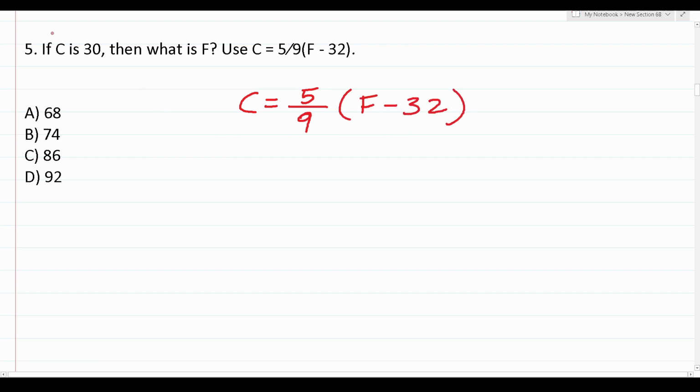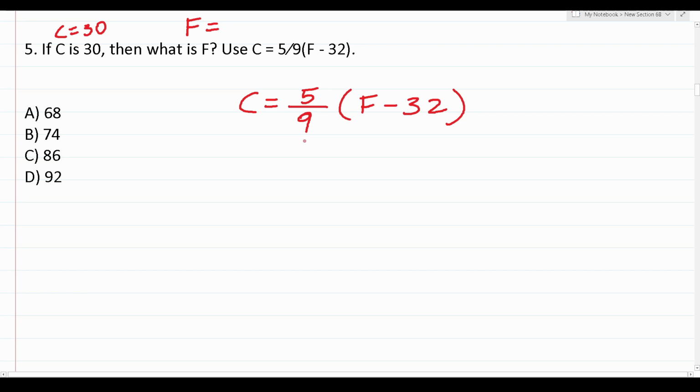All right, so we're told what C is. We're told C is equal to 30, and we want to solve for F. That is, we want to get F equal to something by itself. So this is going to require some skills with algebra to solve. And if you struggle with the algebra behind solving one of these problems, check out my video called Converting Fahrenheit to Celsius.